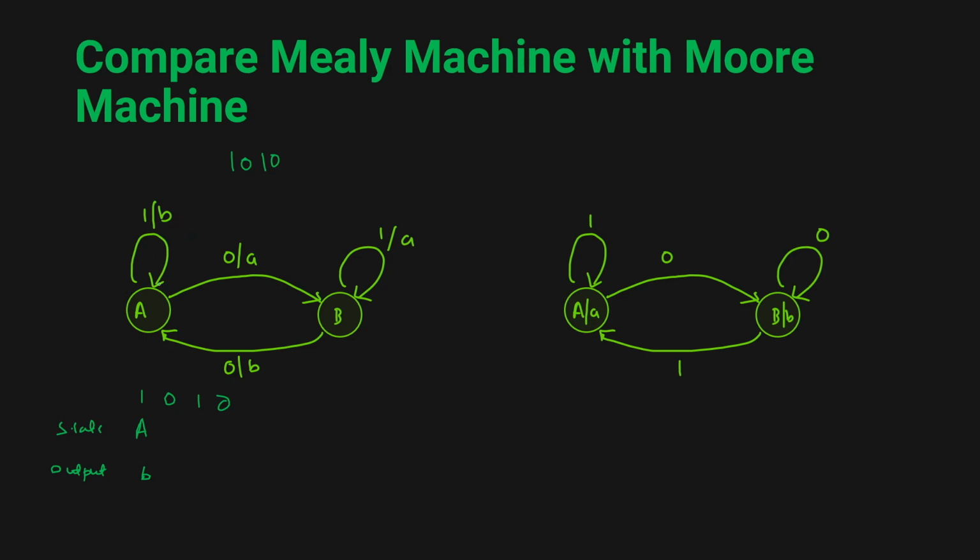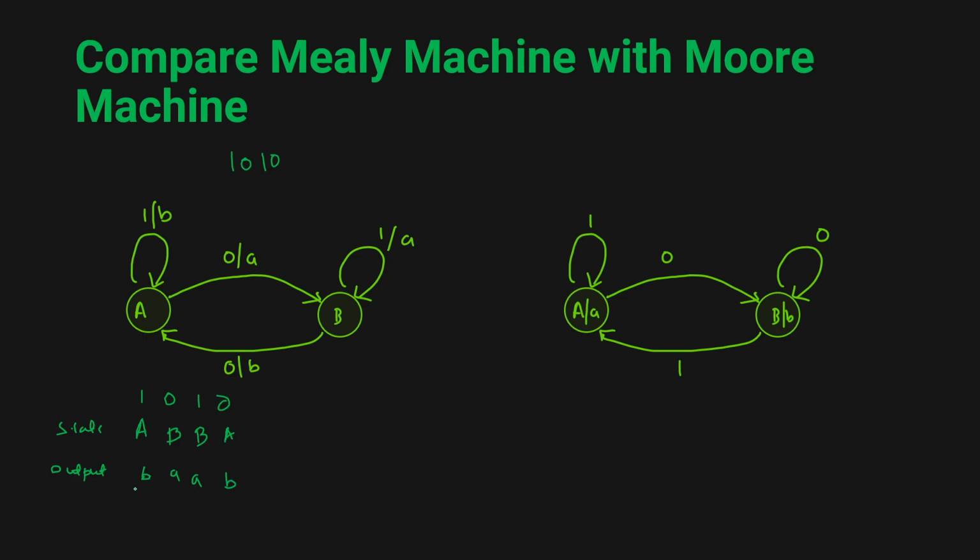Correct. You are in state A, you get input 1, you go to state A itself, and the output is B. Okay. Then you have got 0. You get 0, you go to state B. Okay. And you get the output as small a. Okay. Then you have got input 1. You are going to be in state B itself, and you get the output alphabet as A. Okay. And in state B, you get input 0. You go to state A, okay, and the output alphabet is going to be B.